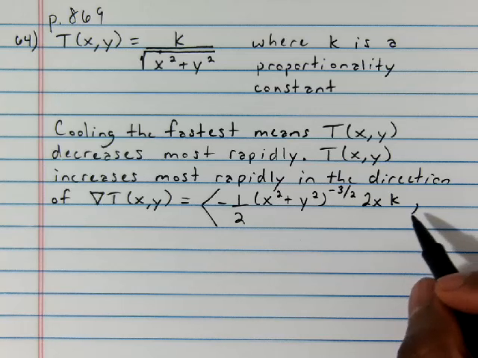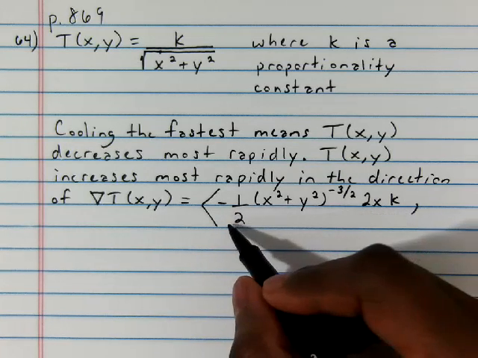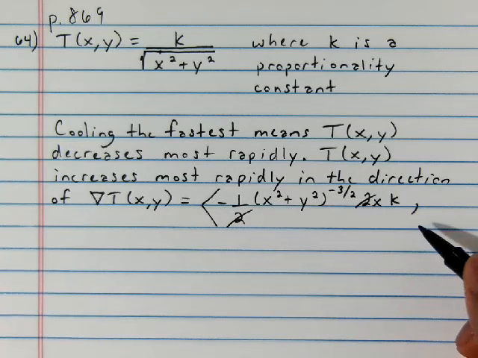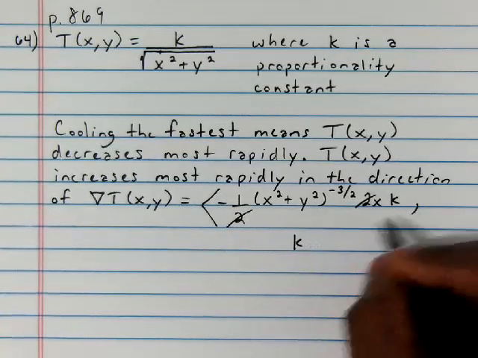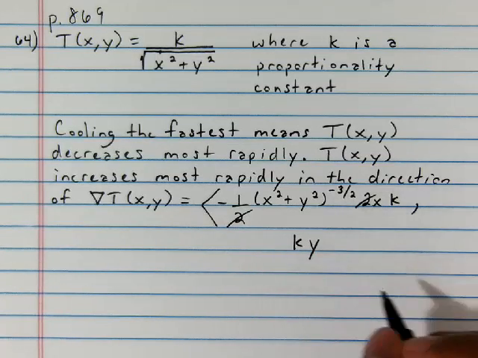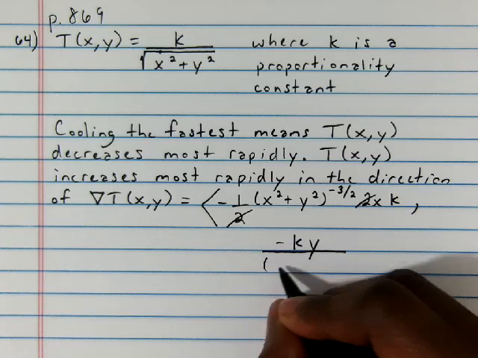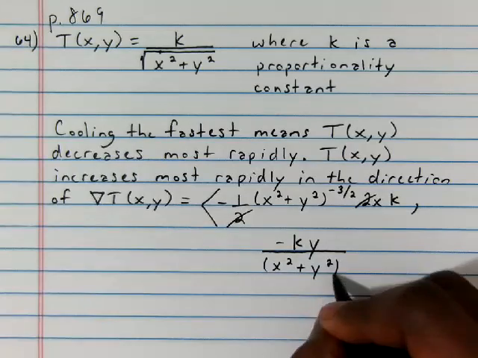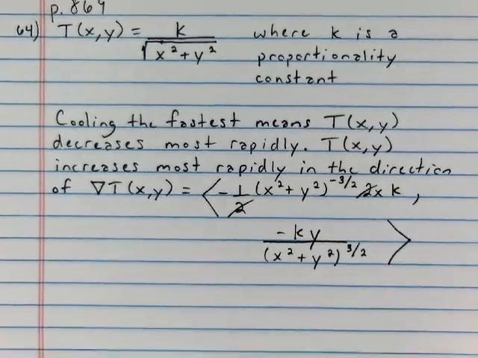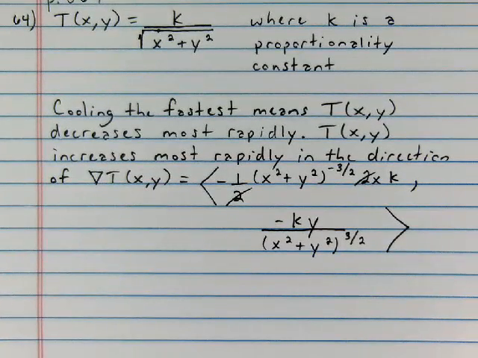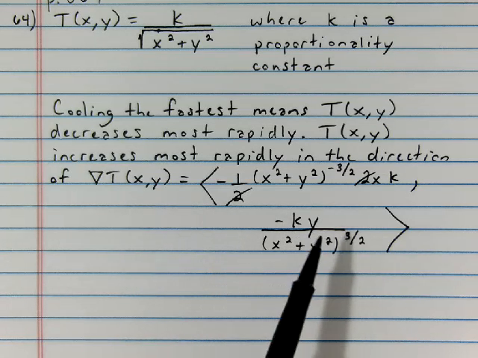Now when we take the partial with respect to y, it's going to be identical to this with the exception that it's going to be a y. So those 2's are going to cancel. And in its simplified form, for the y's, this will be negative k times y over (x squared plus y squared) to the 3/2. Sorry, my components are on separate lines. So this would be the direction in which the temperature would increase most rapidly. So the ant should go in the opposite direction.